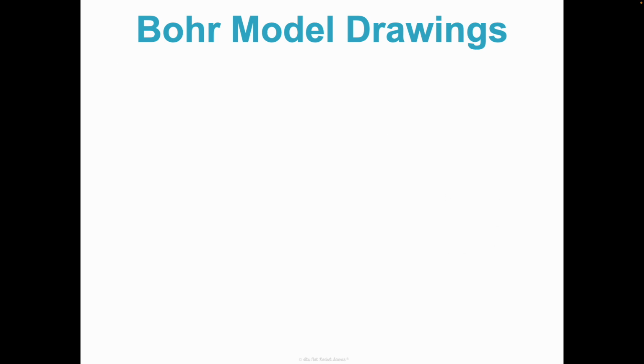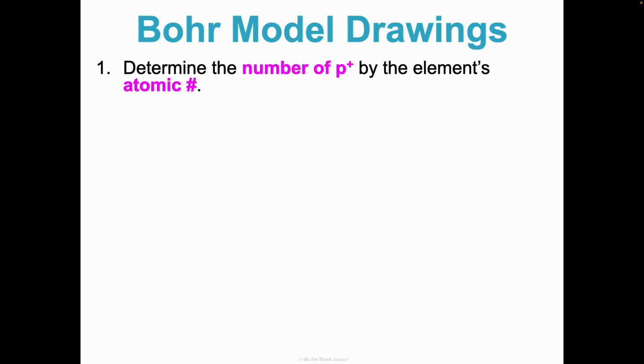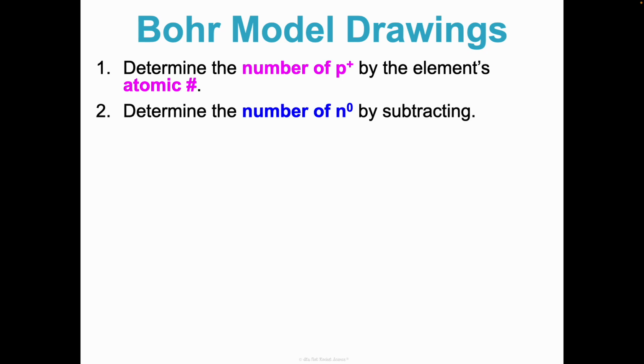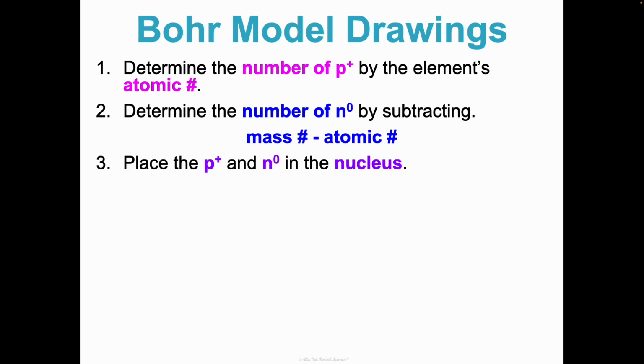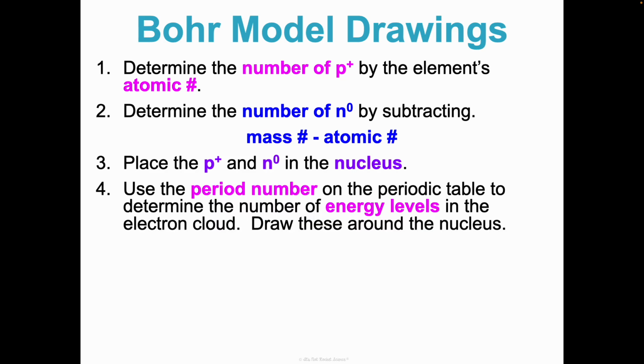So how do we draw them? First, you need to determine the number of protons, and you do that by looking at the element's atomic number. And that's going to go in your nucleus. Then you have to determine the number of neutrons by subtracting. So we're going to take the mass number minus the atomic number. That tells us how many neutrons there are, and so we can put both of those in the nucleus for our drawing. From there, you're going to look up the element's period number based on where it is on the periodic table, and that's going to tell you how many energy levels are in its electron clouds. That's how many circles you're going to draw around your nucleus.